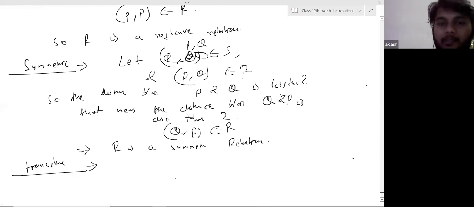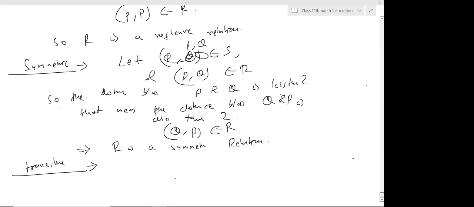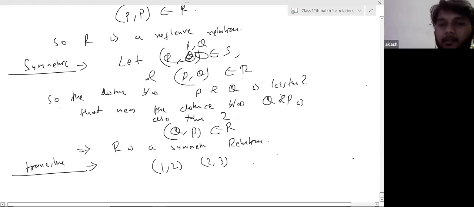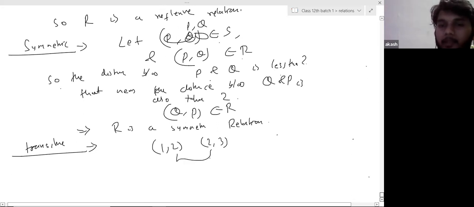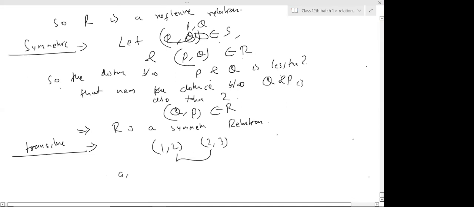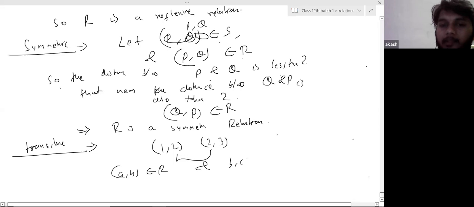So can you tell me one example where this is not transitive? Anyone? Yes, sir. It's easy. So if we suppose (1,2) and (2,3), so the distance between (1,3) is not the same as (1,2) and (2,3). No, they are not saying the distance should be the same. They are saying the distance should be less than 2. And the other thing, we have only assumed 2 points, right? Remember transitive: (A,B) should belong to R and (B,C) should belong to R, then (A,C) must be there.